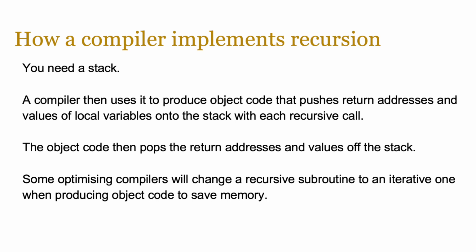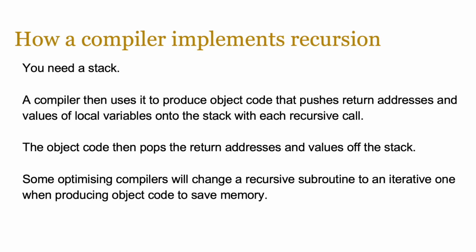So how does the compiler actually implement recursion? Well, quite clearly, it needs to use the stack. So a compiler uses the stack to produce object code that pushes return addresses and values of local variables onto the stack with each recursive call. If you remember that diagram of line 160, and then we push address 80 with the values of the stack on top of it a number of times, that's how it operates.